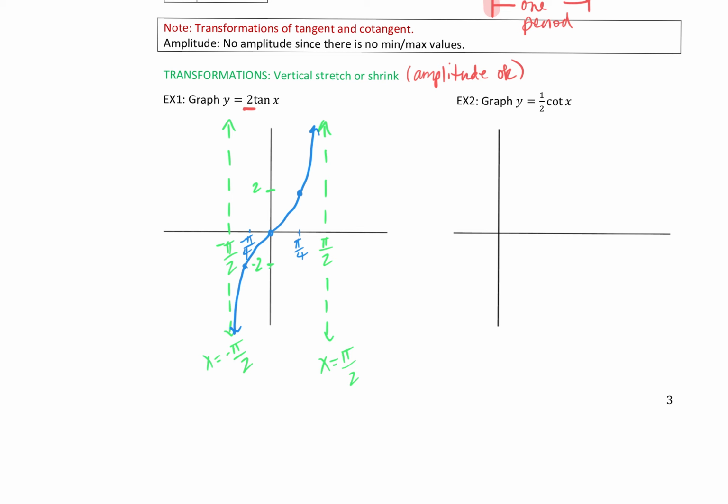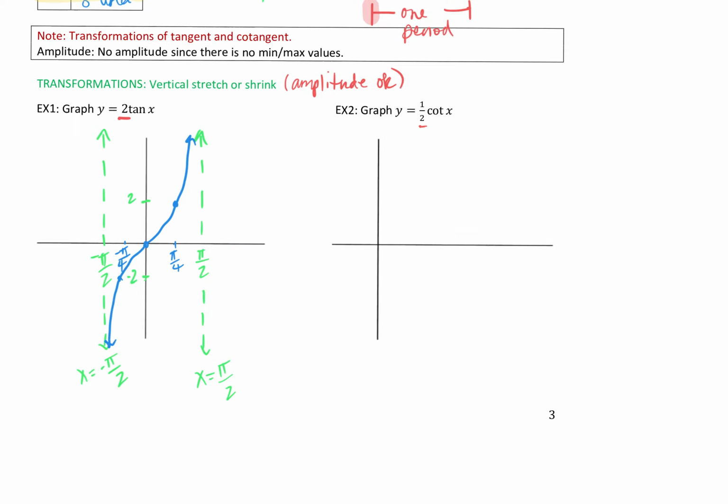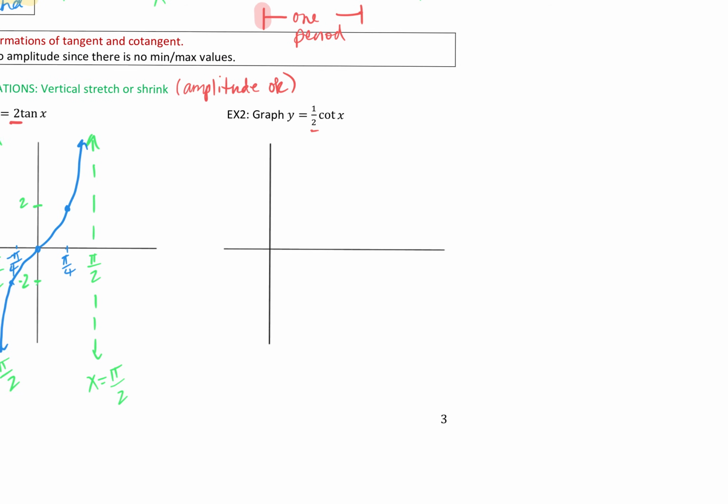In example 2, we're looking at the cotangent. The number in front is a half. If I was to describe example 1, 2 times tangent of x, that would actually be a vertical stretch. I'm stretching upwards because the number that I'm multiplying by is greater than 1. It's 2. But in example 2, we're multiplying cotangent by 1/2, so we're shrinking vertically. So we can say that we're shrinking vertically, or you could just say the amplitude is half. I'm okay with either one.